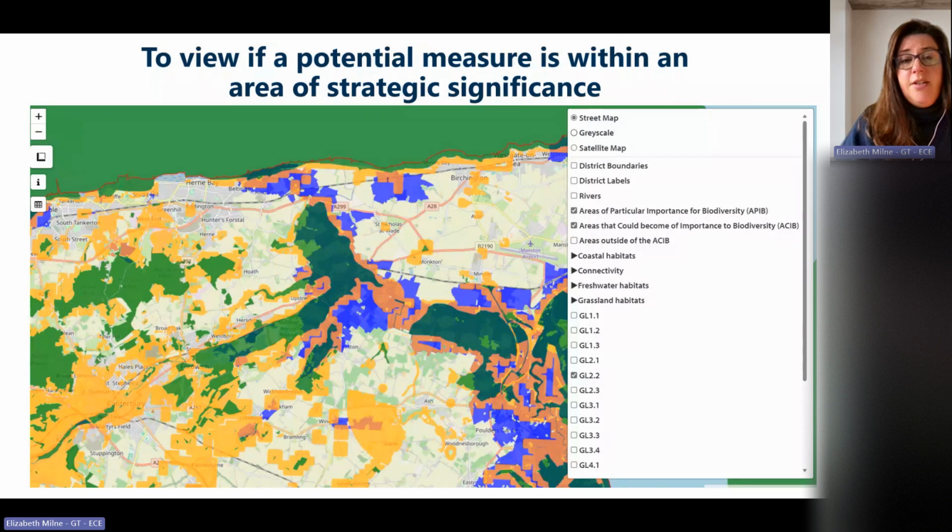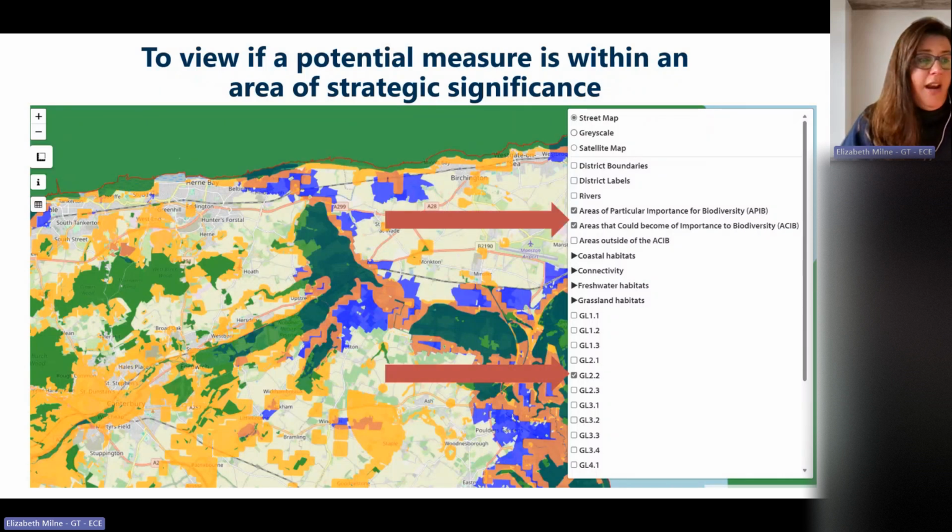The way you would use this to identify if a potential measure is within an area of strategic significance is, first of all, you select the measure that you want to view. So we were going back to our grazing marsh restoration. Then you click both the areas that could become of importance for biodiversity and areas of particular importance for biodiversity, and that creates the map that looks as such.